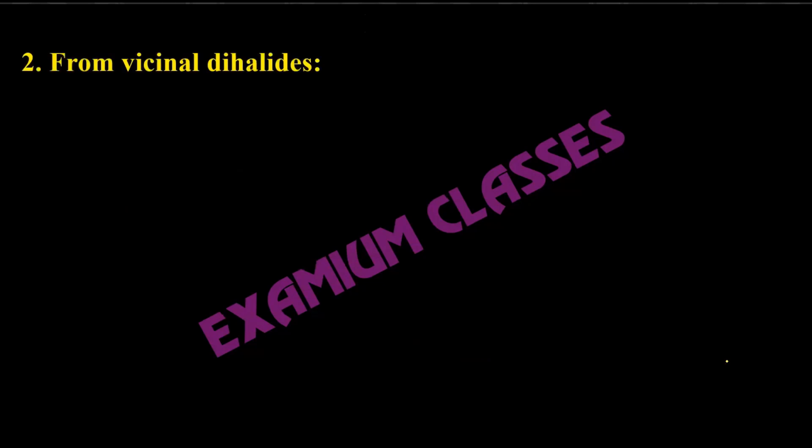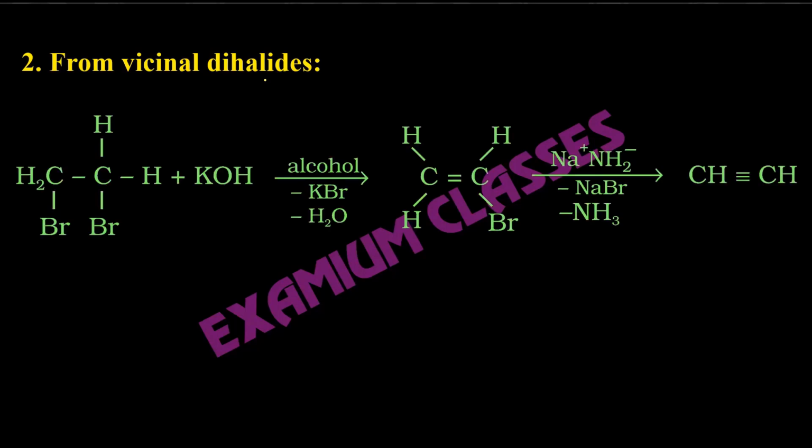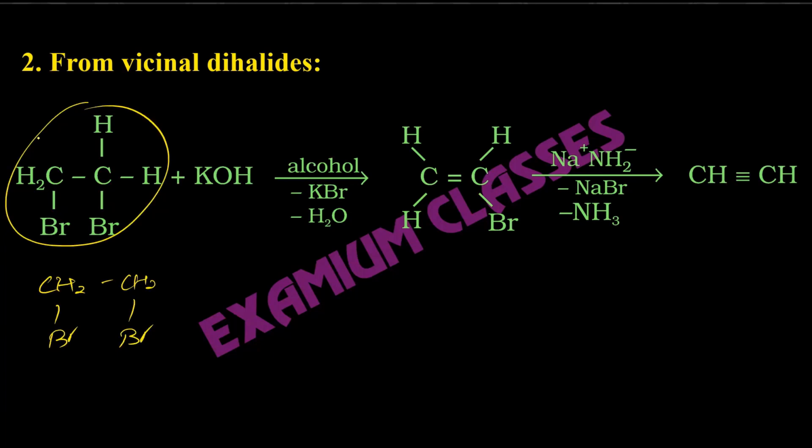Next one, from vicinal dihalide. Vicinal, I have talked about in previous class as well. Vicinal means in the vicinity. Adjacent carbons have halogens, 2 halogens. Dihalide means 2 halogens are on adjacent carbons. Those compounds are known as vicinal dihalide. So you have vicinal dihalide here. It is CH2Br, CH2Br.